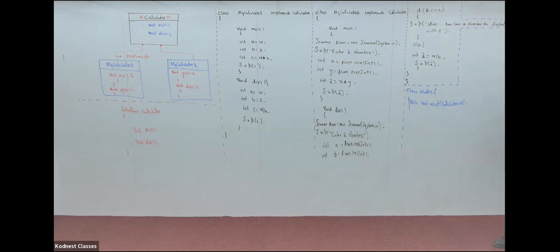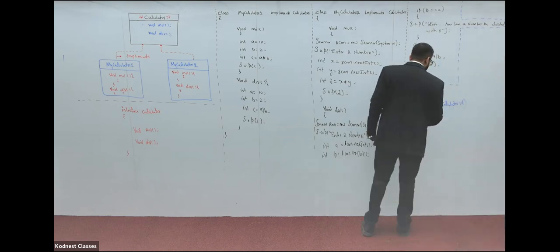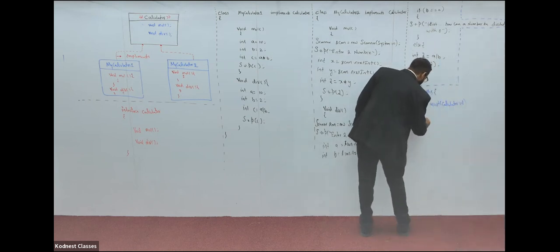Calculator is an interface. Of course, a reference of type interface called calculator can be created like this, just like how a reference of type abstract class can be created. A reference of type any parent class can be created like that. A reference of the interface type you can also create, no problem at all. Here I would tell ref dot mul, ref dot div.